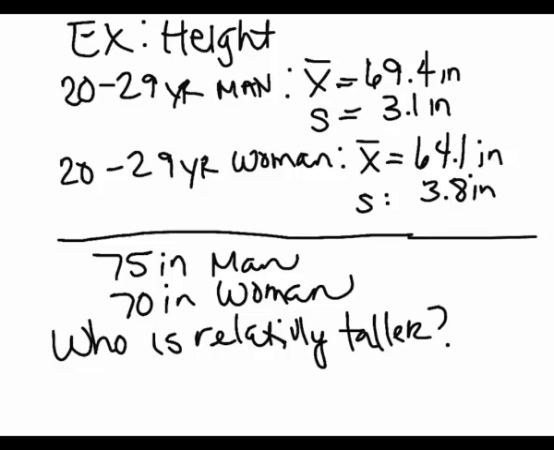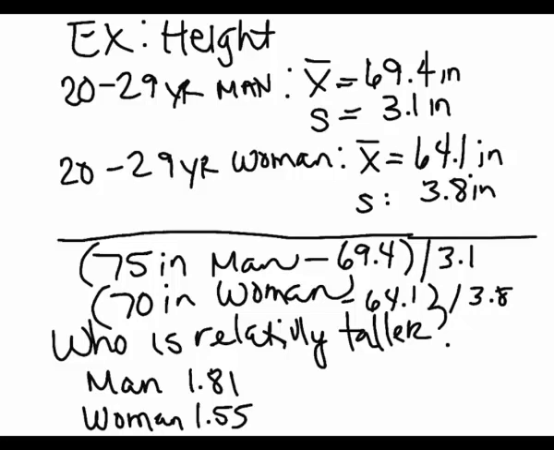So do you understand? Even though he's taller than me, I want you to look at this data. A man who's between 20 and 29 years old usually has an average height of 69.4 inches with a standard deviation of 3.1 inches. A 20 to 29-year-old woman has an average of 64.1 inches with a standard deviation of 3.8 inches. So I have a 75-inch man and a 70-inch woman, and I want you to tell me who's relatively taller. So go ahead and pause it, work it out, and see if you come up with the answer that I do.